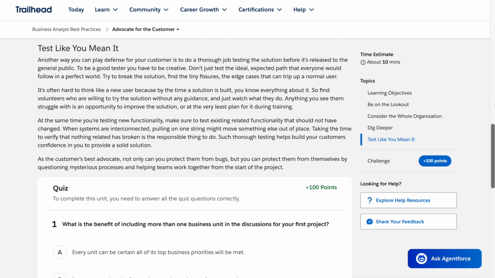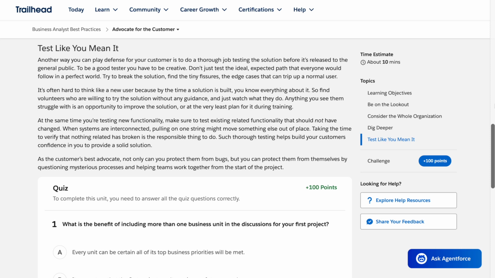Test like you mean it. Another way you can play defense for your customer is to do a thorough job testing the solution before it's released to the general public. To be a good tester, you have to be creative. Don't just test the ideal, expected path that everyone would follow in a perfect world. Try to break the solution. Find the tiny fissures, the edge cases that can trip up a normal user.